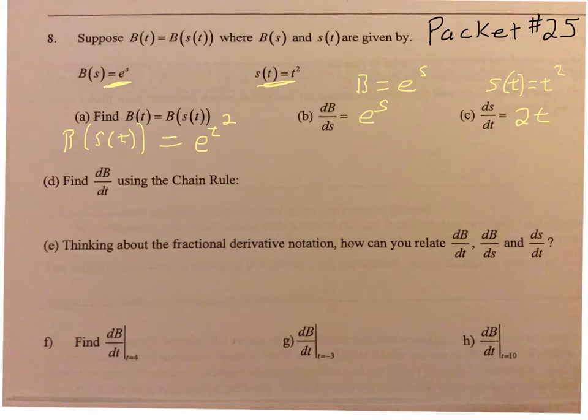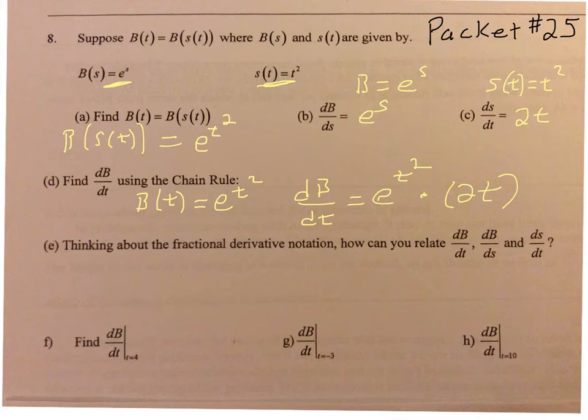Now it says find the derivative of b with respect to t. Well, from part A, we found that b of t can be e to the t squared. And so the derivative of b with respect to t is e to the t squared. And then we have to multiply by the derivative of the exponent, which is 2t.